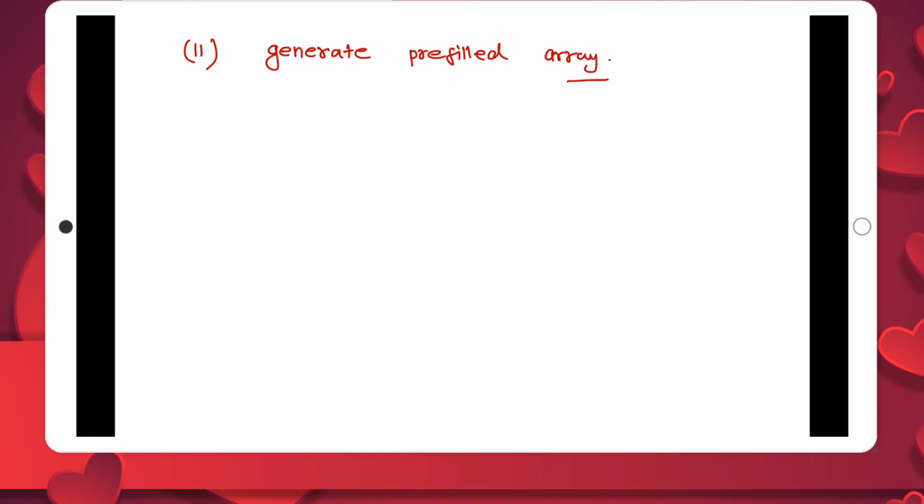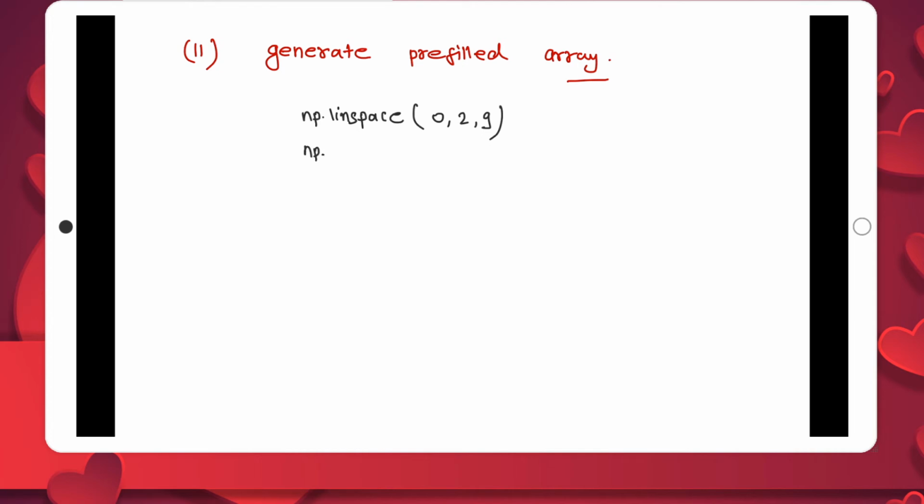You can use linspace, you can use zeros, ones, empty, or random numbers. So these will generate a prefilled NumPy array. Like if you say np.linspace, then if I say 0 to 2 and 9, it will generate 9 values in between 0 and 2. All right.